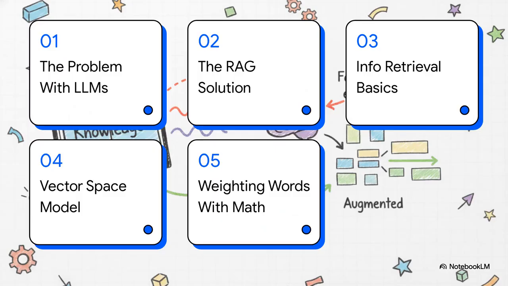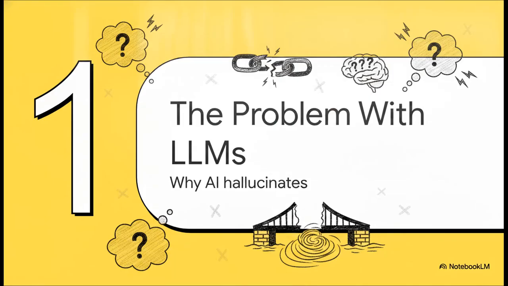So here is our roadmap for today. First, we'll cover the problem with LLMs. Second, the RAG solution. Third, information retrieval basics. Fourth, the vector space model. And finally, weighting words with math. Okay, let's jump right into section 1, the problem with LLMs and why AI actually hallucinates.